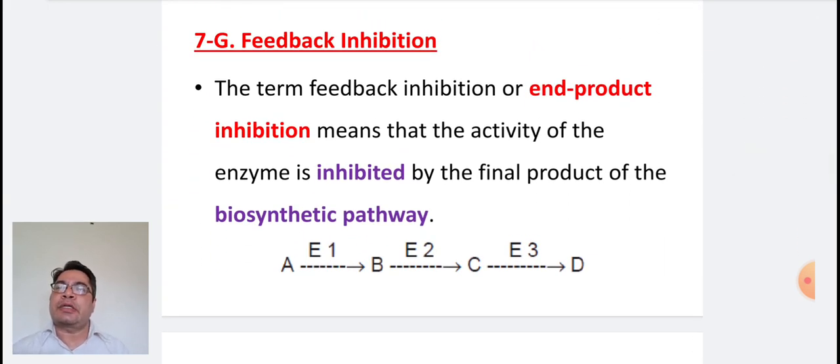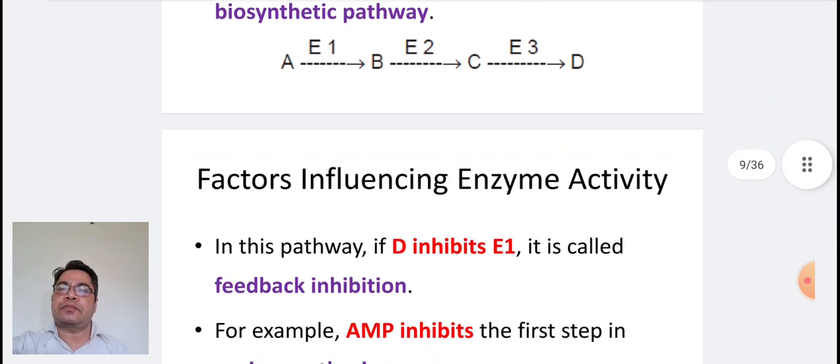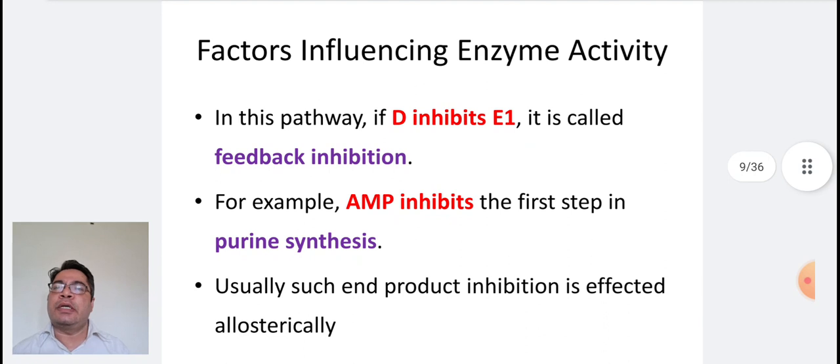Coming to the next factor, feedback inhibition. The term feedback inhibition or end product inhibition means that the activity of the enzyme is inhibited by the final product of the biosynthetic pathway. For example, A is converted to B in the presence of enzyme E1. B is converted to C in the presence of enzyme E2, and then C is converted to D in the presence of enzyme E3. In this pathway, if D inhibits E1, it is called feedback inhibition.